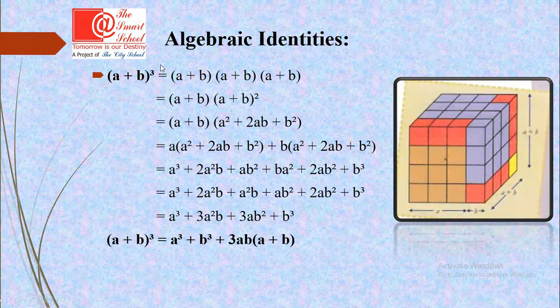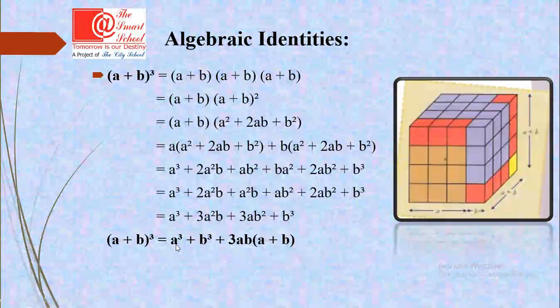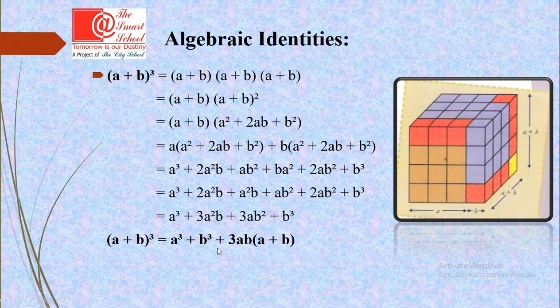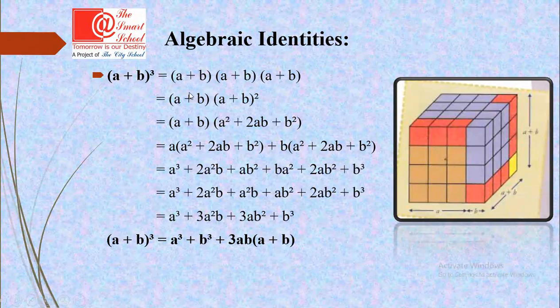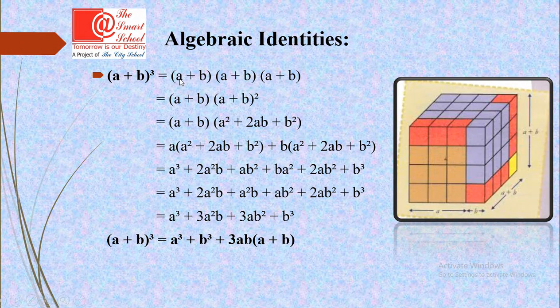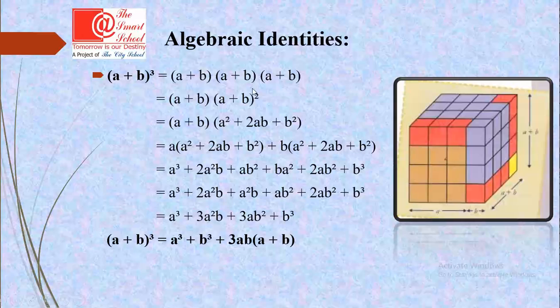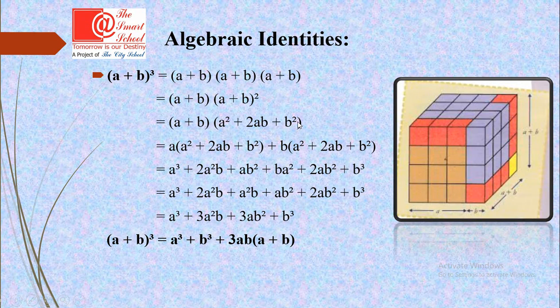Now I want to derive this formula, or just show you how this equals this. (a + b) whole cube equals, as we have just learned, a cube plus b cube plus 3ab(a + b). You can see (a + b) whole cube equals (a + b) by (a + b) by (a + b). Now (a + b) whole square, as we have done in identities of squares, equals a square plus 2ab plus b square, or you can multiply (a + b) by (a + b) and get this answer. Now multiply this by (a + b), and you will get this answer.